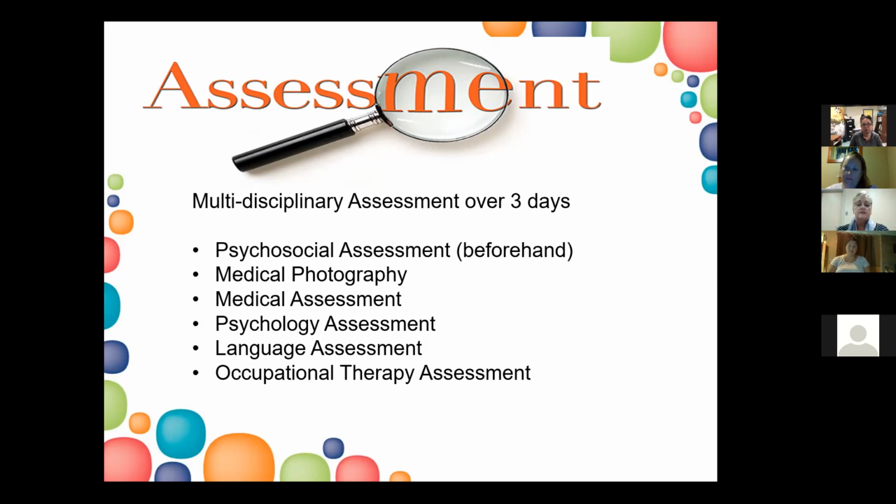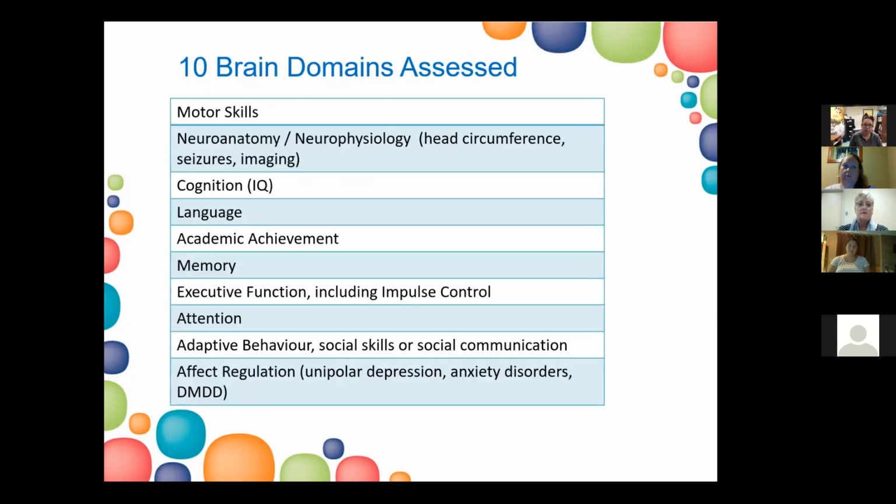Once they come to Health Sciences North for 3 days, they'll undergo medical photography and medical assessment. They'll be seen by psychologists, a speech and language pathologist, and an occupational therapist. Over those 3 days, we're assessing 10 major brain processing domains. There's a list of them on the screen, and I'm not going to read them. What we're looking for is how the child is processing different sorts of information relative to their peers. We give them a variety of tasks so we can help measure how they're processing memory information, attention information, and how they're problem solving using words, using images, and so on.